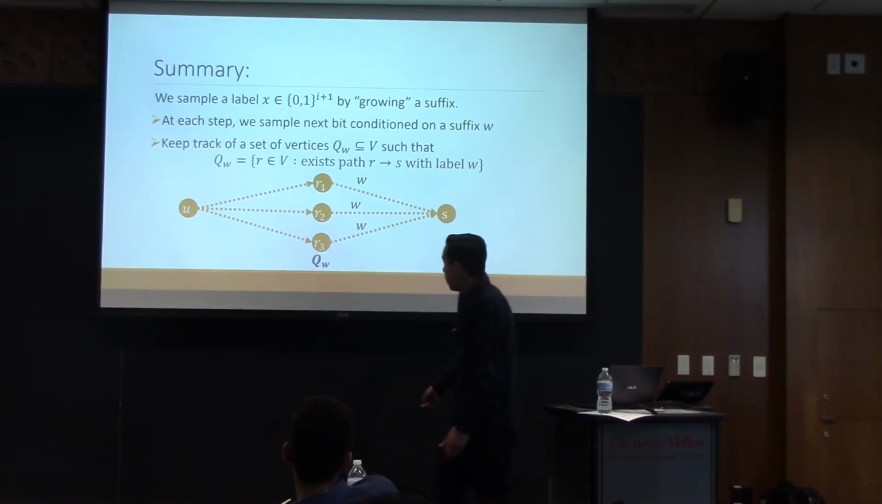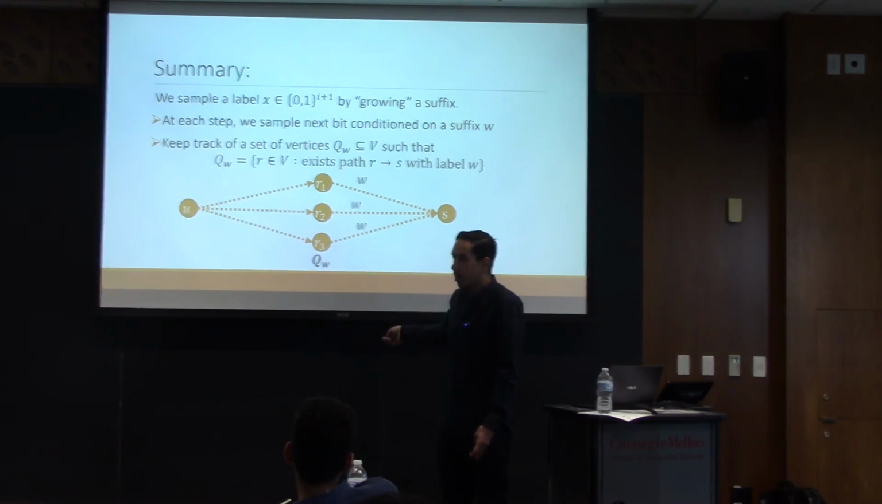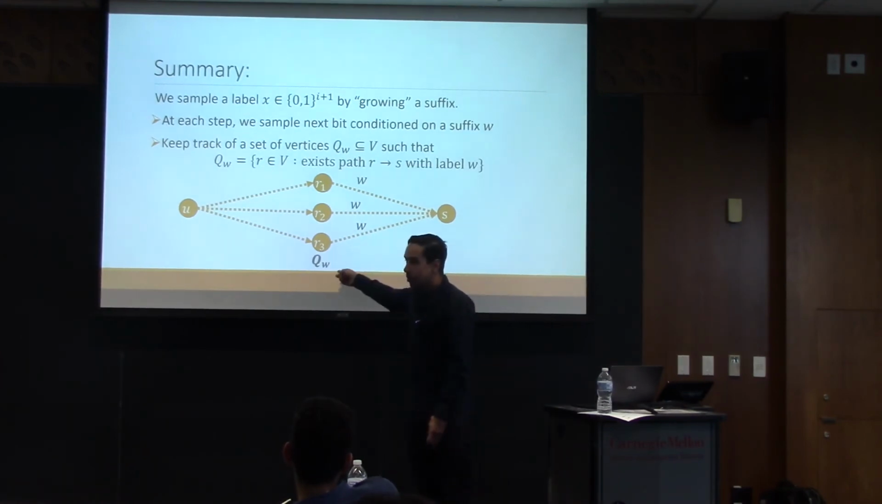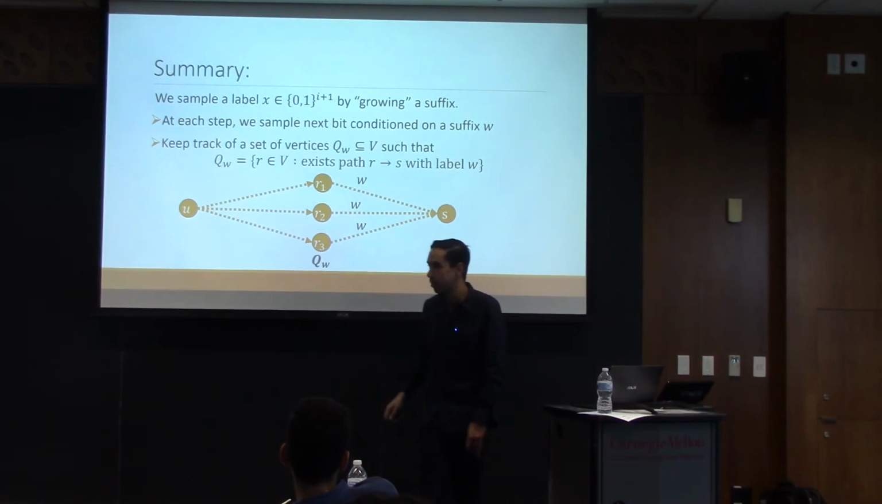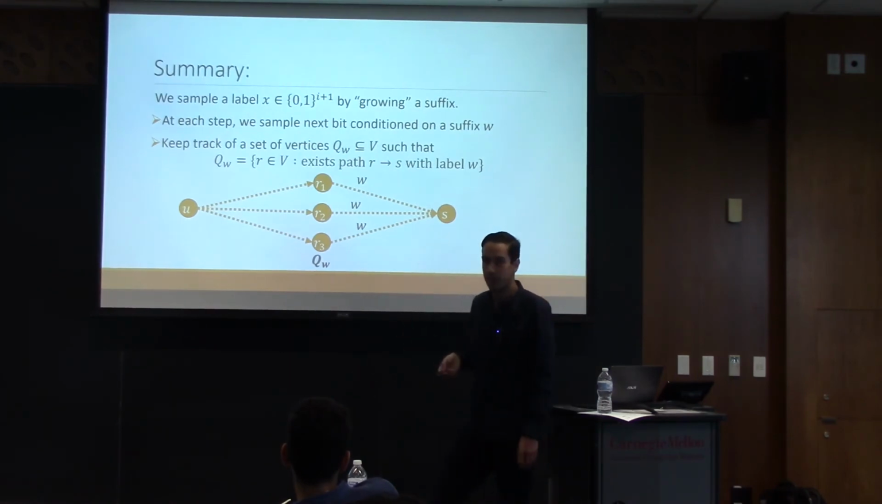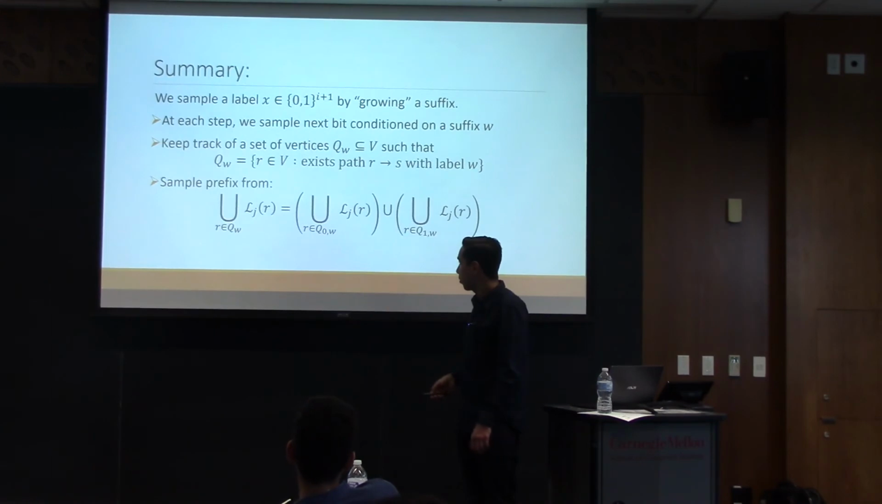All that means is that if I want to condition on the suffix W, I just have to get to one of the vertices from which, taking W, I can get to my final vertex S. It doesn't matter which one I get to, so I only need to look at the path labelings going from U to one of these vertices, Q_W, which is the set of vertices from which, with label W, you can get to the vertex S. Is that good? Okay.